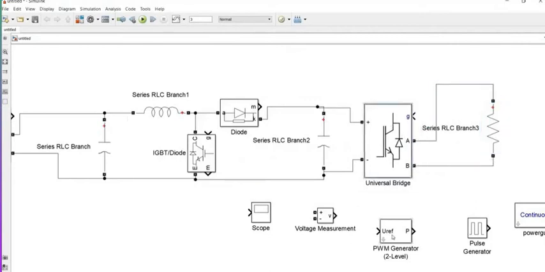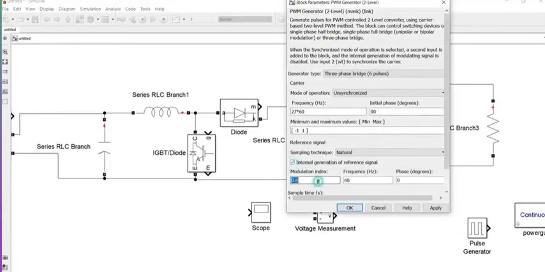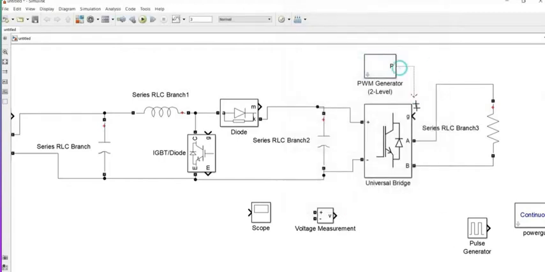And to give the pulses of this inverter, take the PWM generator to level and click on this one and use internal generation only, and take here 0.8 pulse width modulation. And here our bridge is only single phase, right? That's why take the single phase full bridge 4 pulses. Click on OK and give it to this gate pulses.